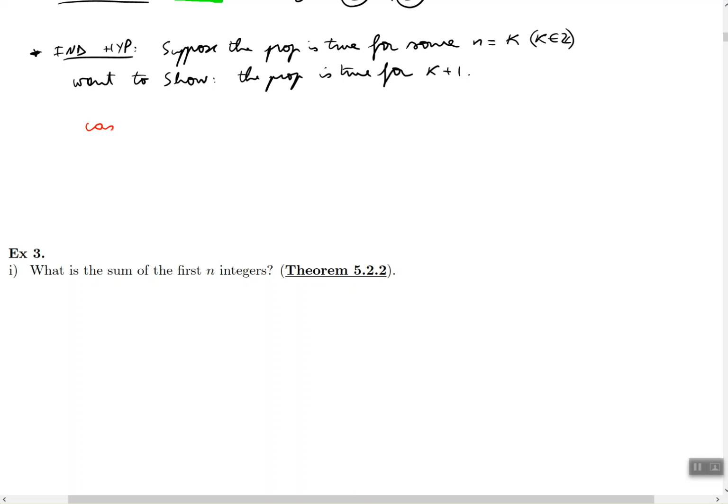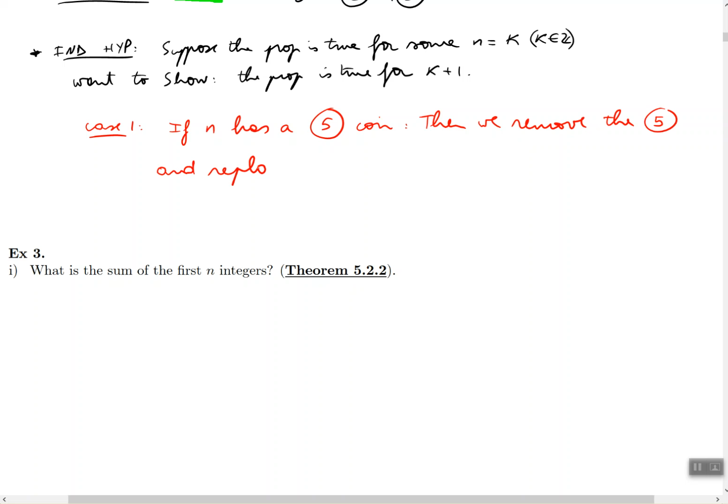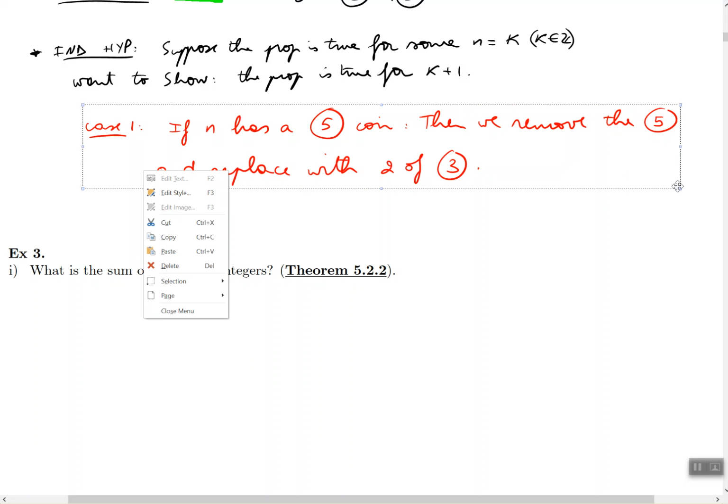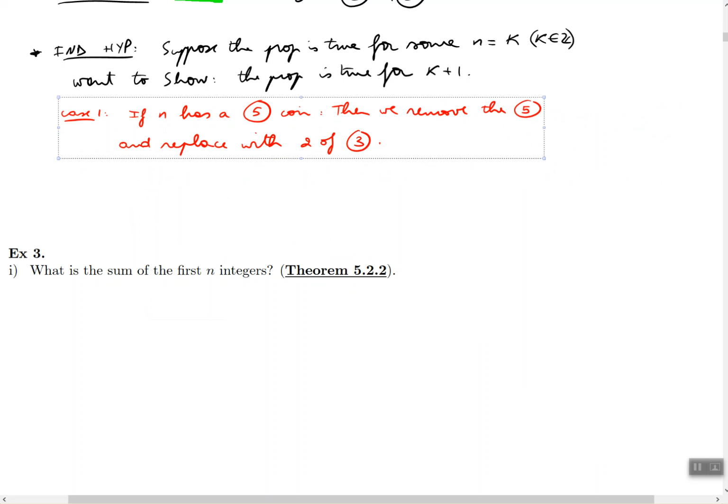I'm going to say case number 1. If the number has a 5-cent coin, then we remove the 5-cent coin and replace it with 2 of the 3s. And thus we go from n to n plus 1, and we're finished with case number 1. Okay, so that's the end of that. I'm going to squeeze it a little bit so that it fits. And now let's look at case number 2.